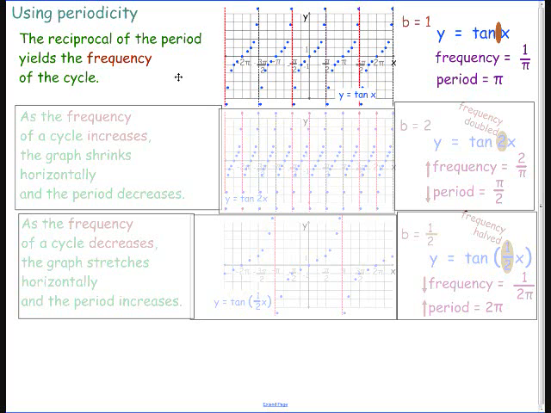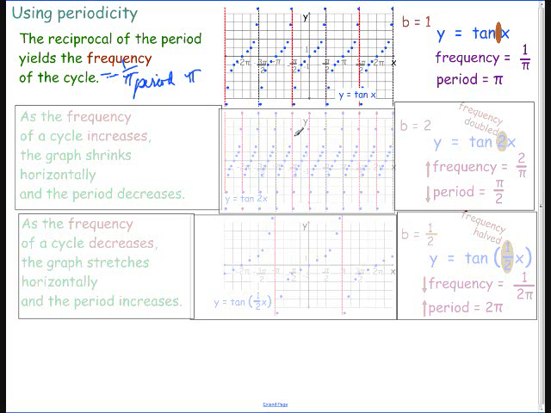And what is the period of tangent? We talked about it just a moment ago. The period of the tangent cycle is pi. So the reciprocal of the period would be equal to 1 over pi. So that says the frequency of the cycle is 1 cycle per pi radians. And that's exactly what we see with tangent.